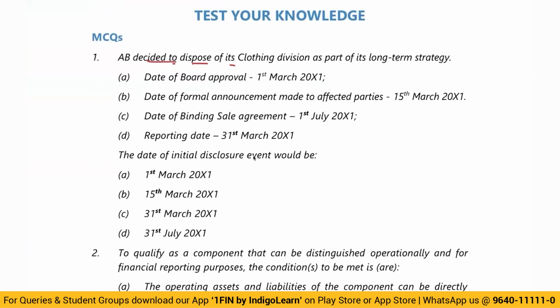AB decided to dispose of its clothing division as a part of its long-term strategy. Board approved 1st of March. Formal announcement to affected parties 15th March. Date of binding sale agreement 1st of July. Reporting date 31st of March.